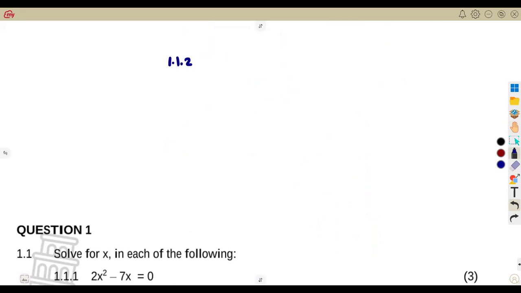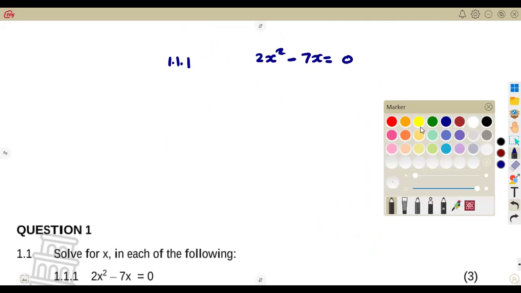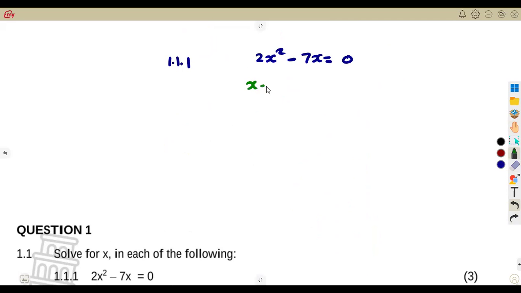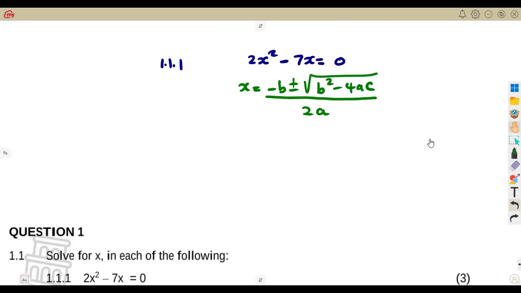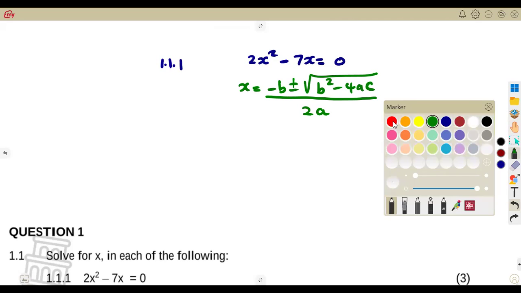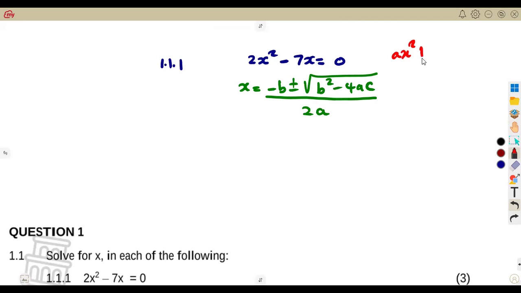Is it possible? Another way, maybe you're given this. Most of you, every time you see a quadratic equation, you always think of the quadratic formula: x is equal to minus b plus or minus the square root of b squared minus 4ac over 2a, which is fine. But you must know your a, b, and c from the quadratic equation ax squared plus bx plus c is equal to 0. So we've got a, b, and c.